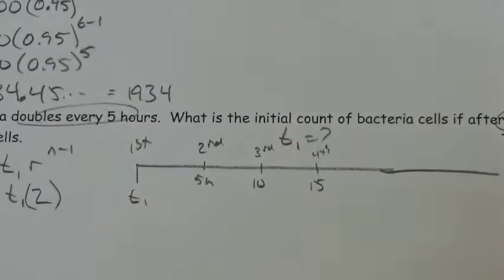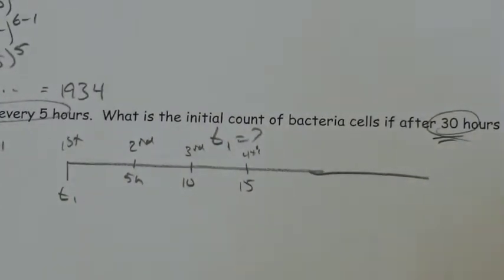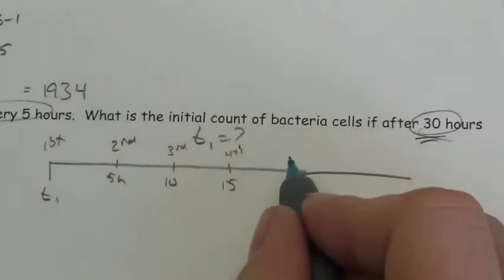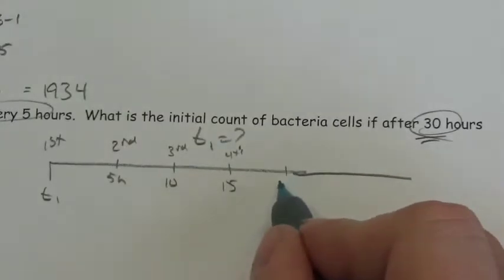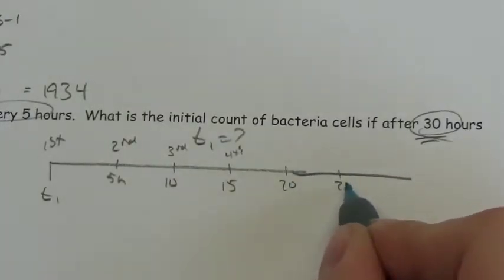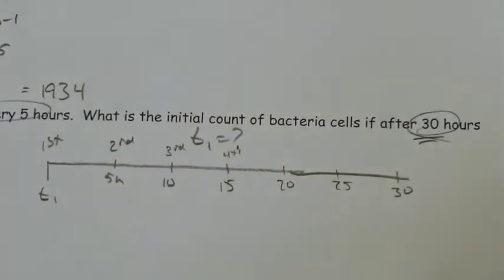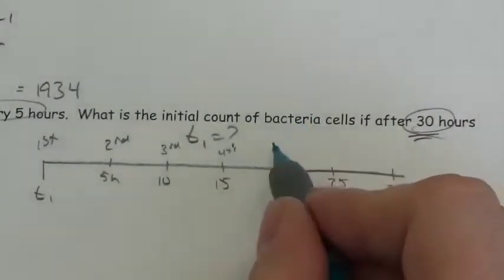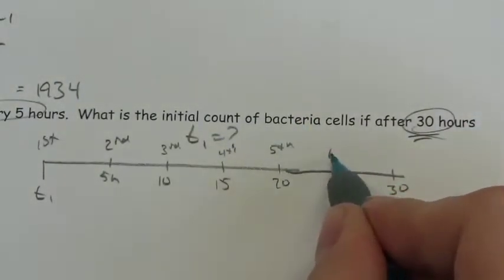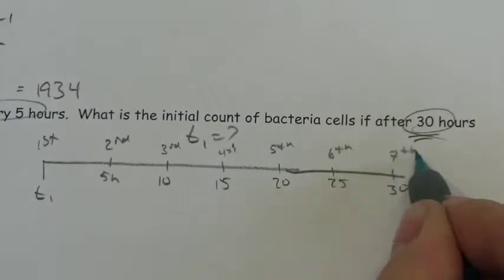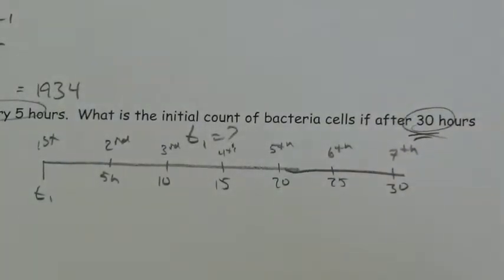Now, I'm hoping that you're seeing exactly where I'm going here even before I get there. But anyway, I'm going to build this out for you just so that you see it. This is going to be 20, 25, and way out here, here's our 30. So fourth term, fifth, sixth, that's the seventh term. We are looking for the seventh term.